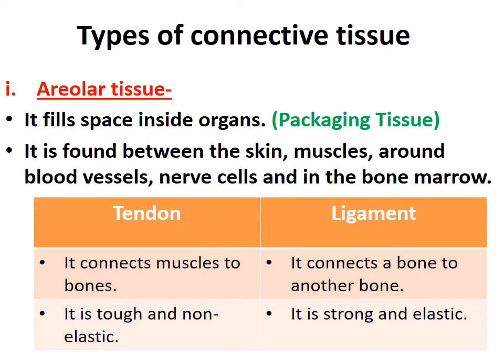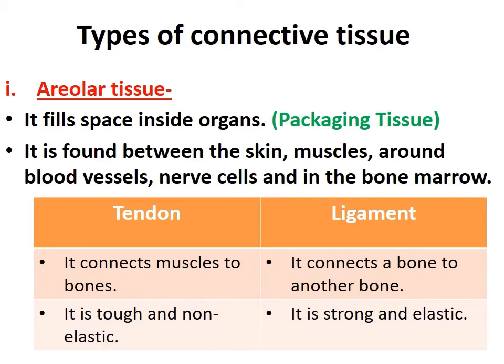I told you that there are 4 types of connective tissues, out of which 2 types we will do in this video lecture and another 2 types we will do in next video lecture. So this was all about the first type of areolar tissue, its structure, its functions and its locations and its types in the difference form.